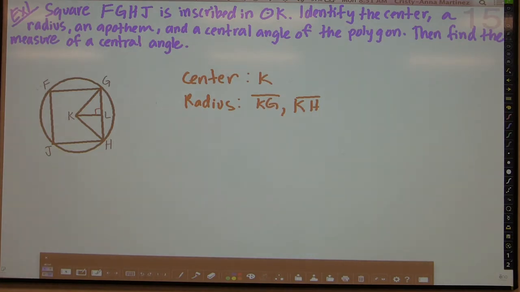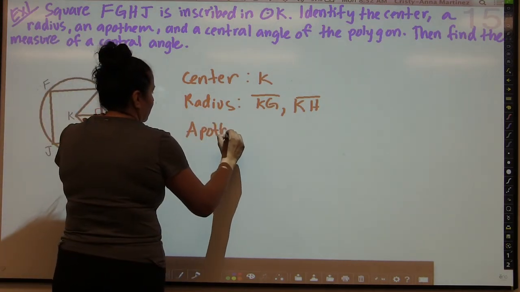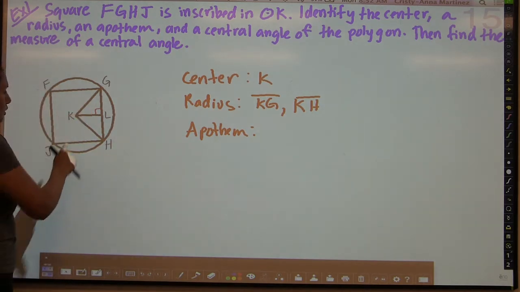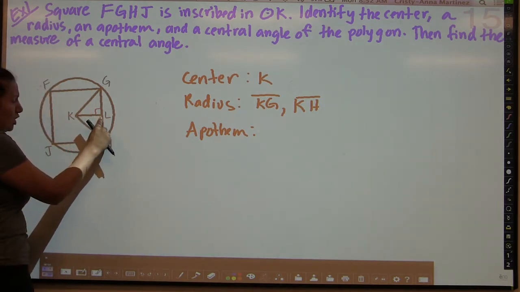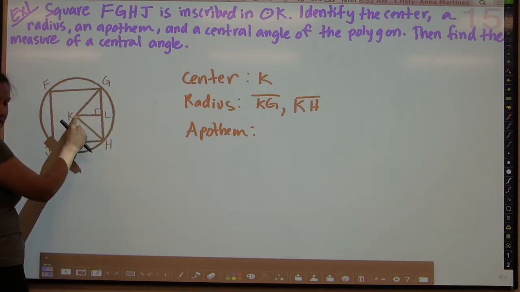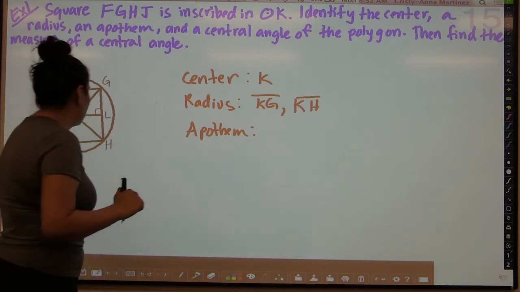And then it says an apothem. Now remember that the apothem is basically the height of the isosceles triangle that's formed here, or the segment that goes from the center perpendicular to the side of the polygon. So in this case it's KL.